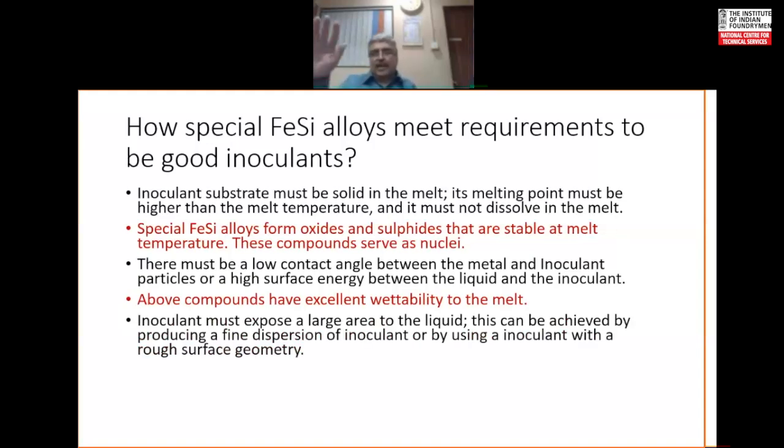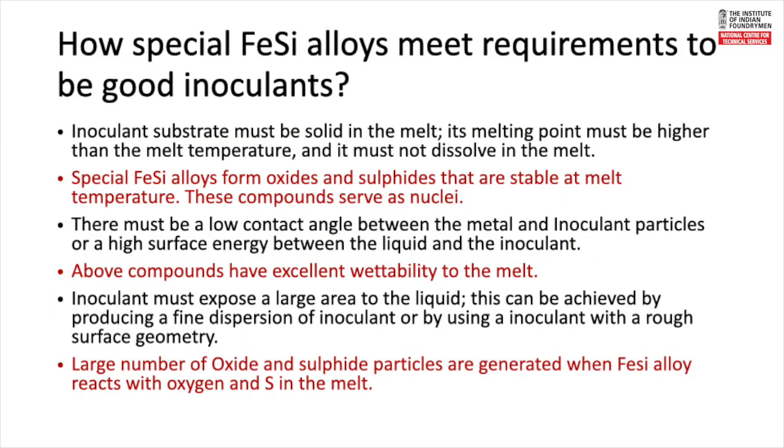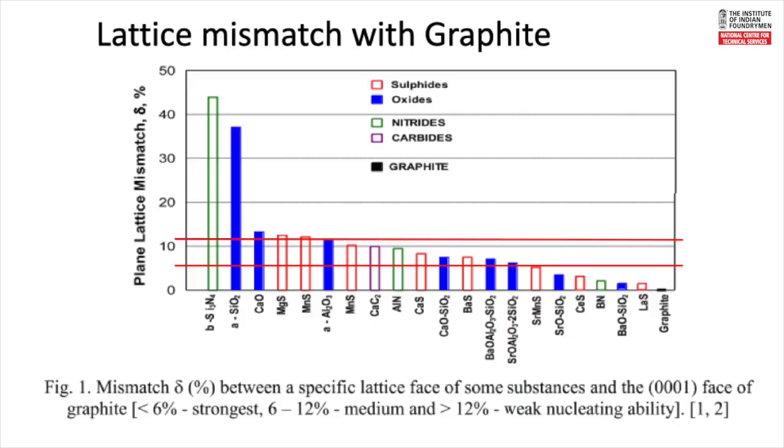The inoculant must expose a large area to the liquid. And we said it can be achieved by producing a fine dispersion of inoculant or by using inoculants with rough surface geometry. That means the way the inoculant is crushed is what will give us the surface area that is required for the inoculant particles. And a large number of oxide and sulfide particles are generated when these ferroalloys react with oxygen in the melt and sulfur in the melt.